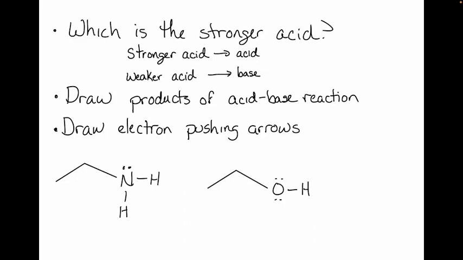All right, so once you figured out which one's stronger, you can assign them roles in this reaction. Then you can predict the products, right? The conjugate acid and the conjugate base. And then finally, once you got both sides of your chemical equation, you can draw in those electron pushing arrows.